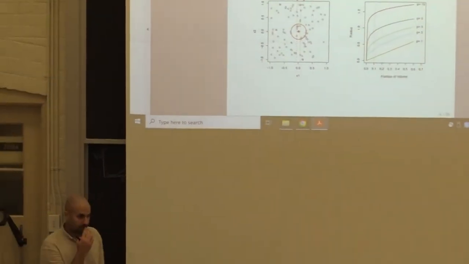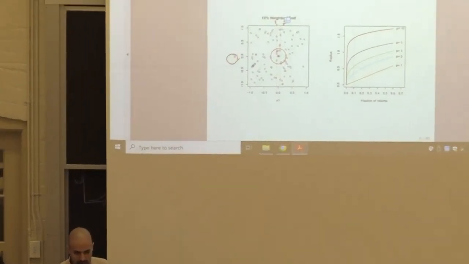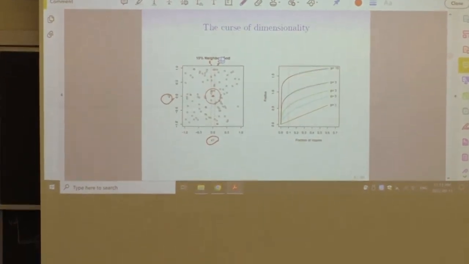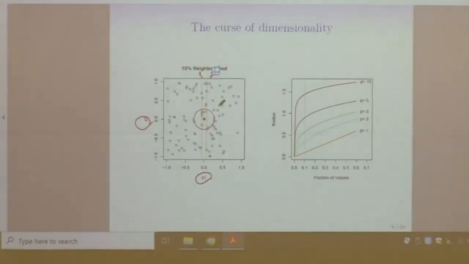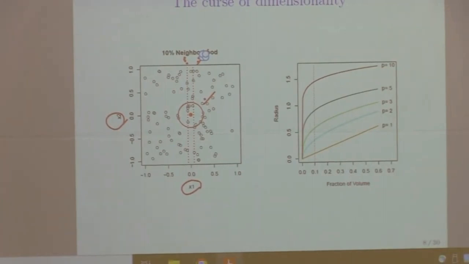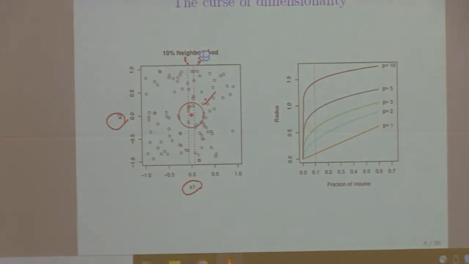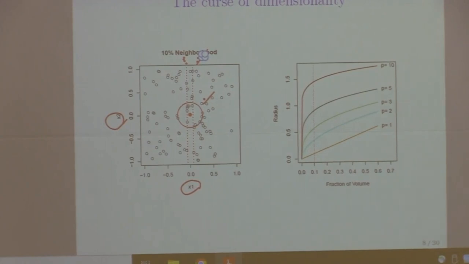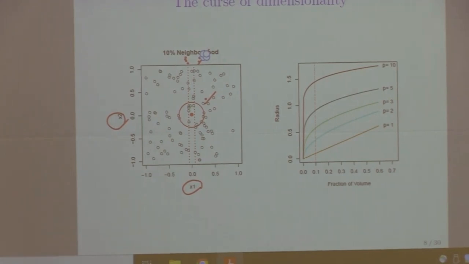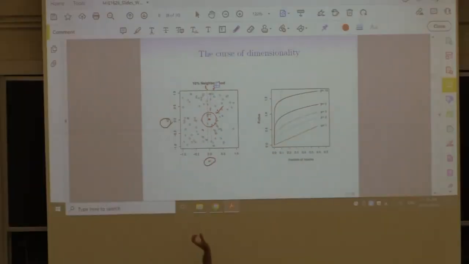What about two dimensions? In two dimensions, if we have two predictors, x1 and x2, we need a neighborhood like this circle here. The circle at the center of 0 and 0 for x1 and x2 creates a 10% neighborhood as a circle. The radius of the circle increases so much that 10% of the data points fall inside the circle, right? And when you look at the radius of the circle, it is larger than the width of that rectangle.